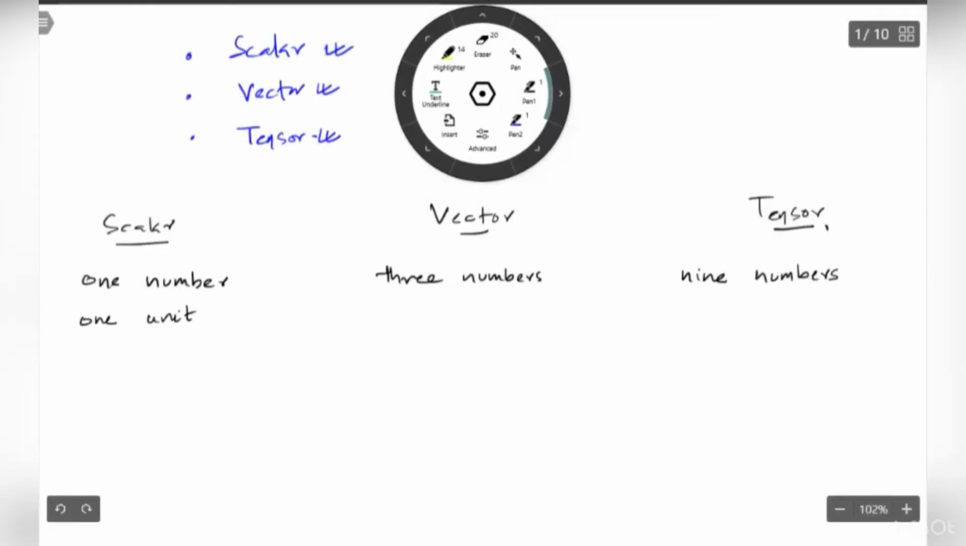Scalar has one unit. Of course, everything that we use in engineering has a unit. Scalar has no direction. Vector has one direction. Tensor has two directions.